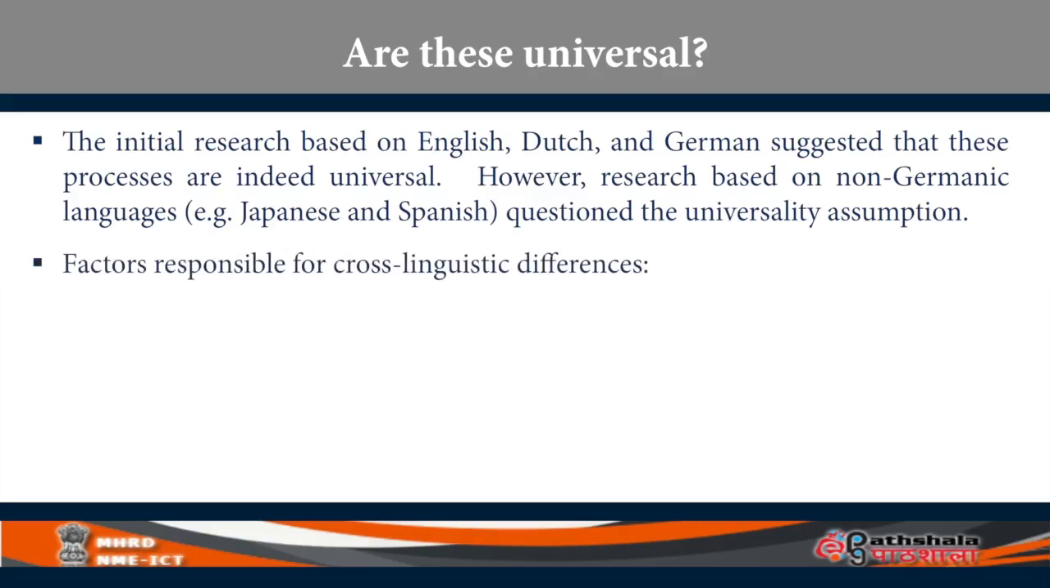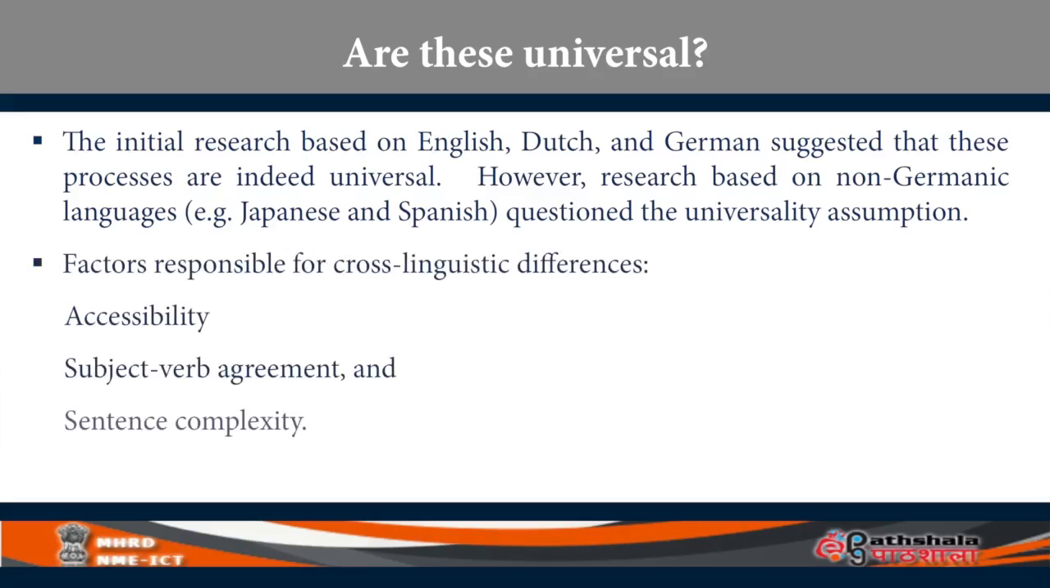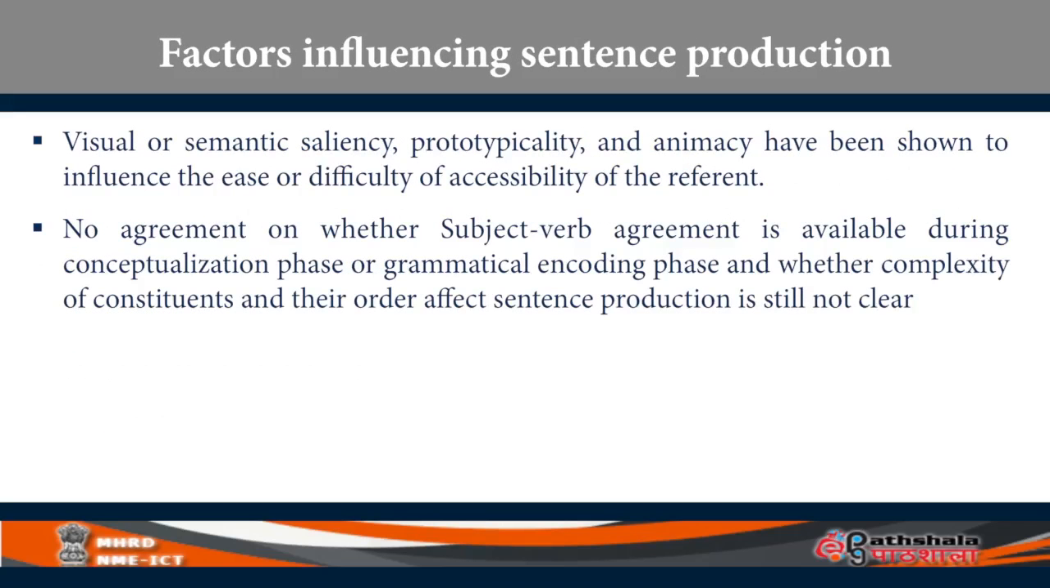So what are some of these factors? Accessibility, subject-verb agreement, sentence complexity. I am talking about linguistic factors, but there are also other things which influence. So let's pay some attention to these factors. There are visual factors: visual or semantic saliency, prototypicality, animacy. We have talked about animacy earlier.